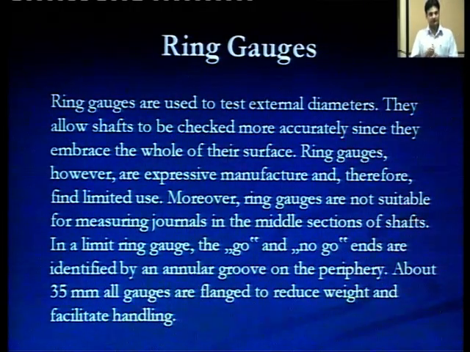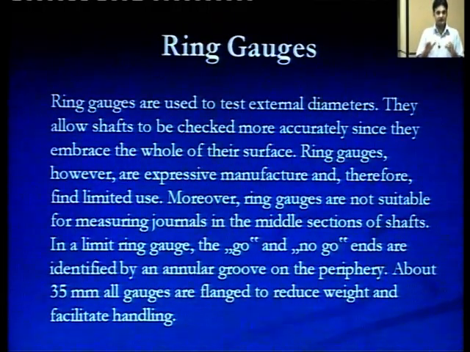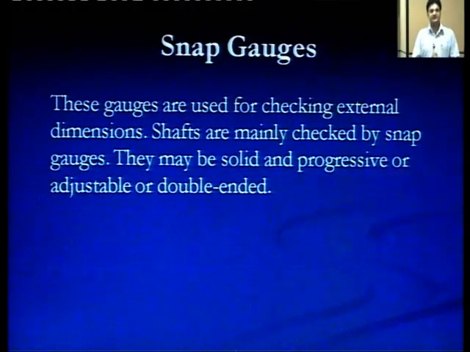The limitation of the ring gauge is that we cannot measure the journals in the middle section of the shaft with the help of the ring gauge. So this limitation is overcome by the snap gauge. These gauges are used for checking the external dimensions. These shafts are mainly checked by these snap gauges. These may be solid type, progressive, adjustable or double ended.